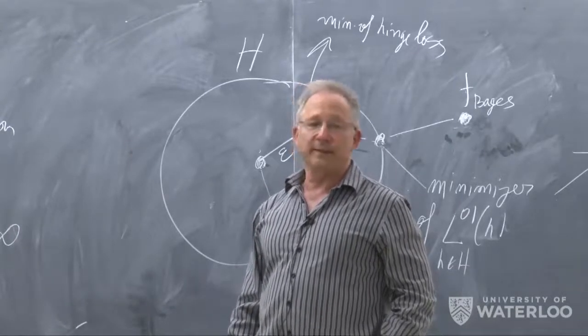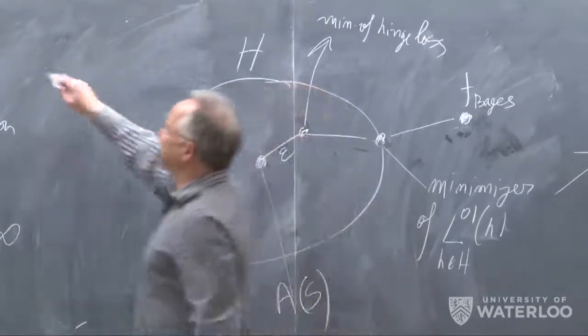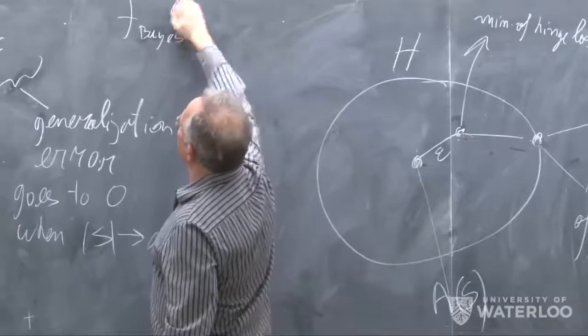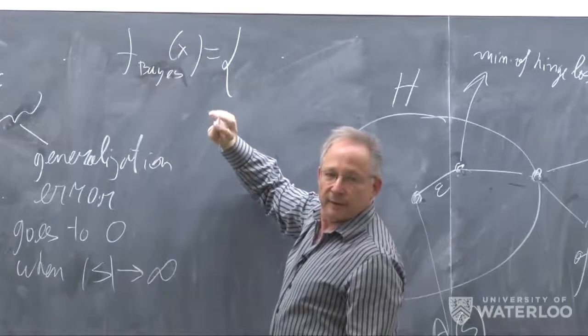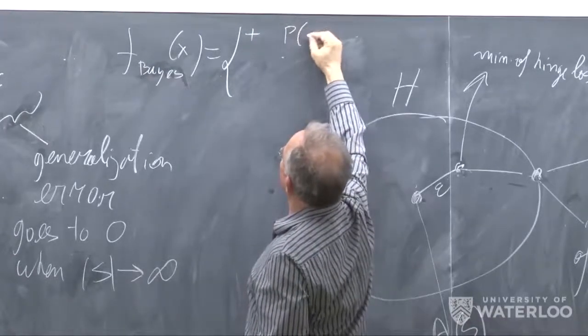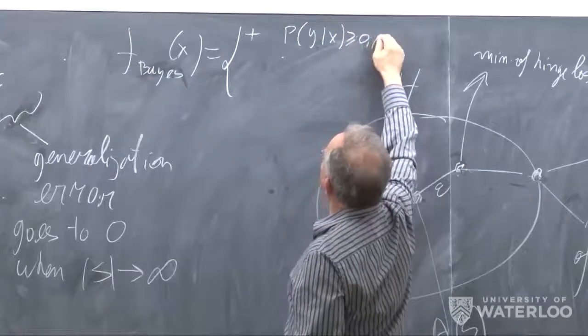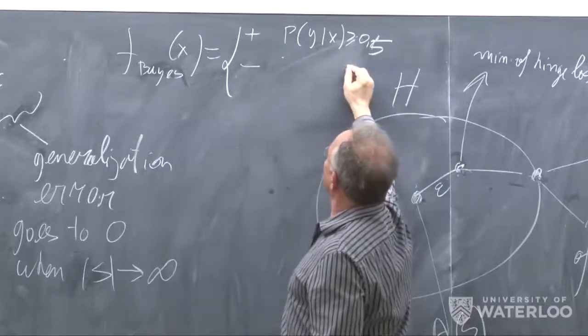When the labeling is not deterministic, you remember F base: when you give it a point x, it tells you, let's predict plus if the probability of the label of x, y given x is greater or equal than half, and let's predict minus if this is less than half.